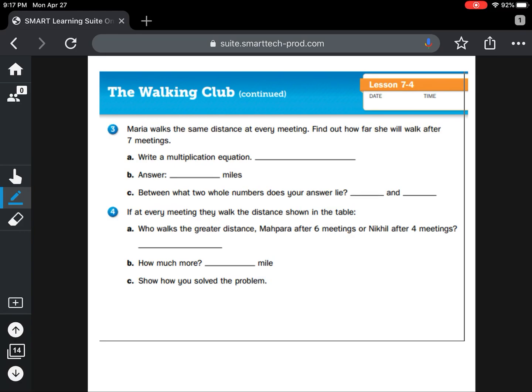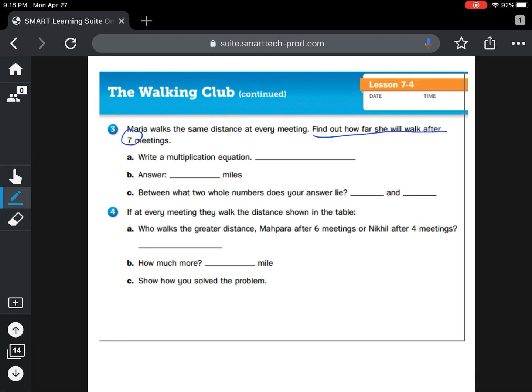You're going to do number 3, where it talks about Maria, a different student who walks the same distance at every meeting, but you have to find out how far she's going to walk after 7 meetings. Now, you don't have to draw a picture for this one. You can just write a multiplication equation, so 7 times the distance that she walks. Make sure that you convert that into a mixed number if your answer ends up being an improper fraction, and then tell what 2 whole numbers your answer falls between.